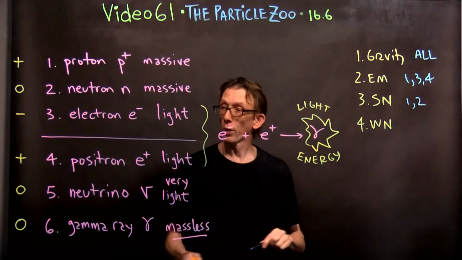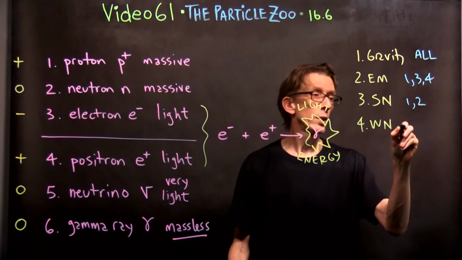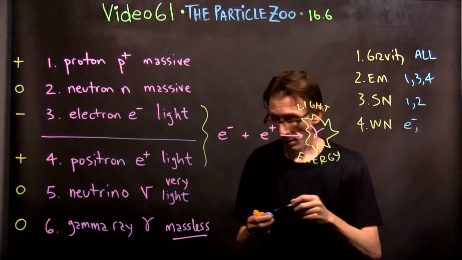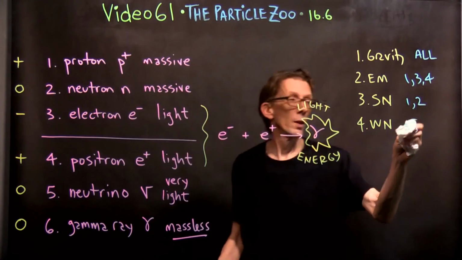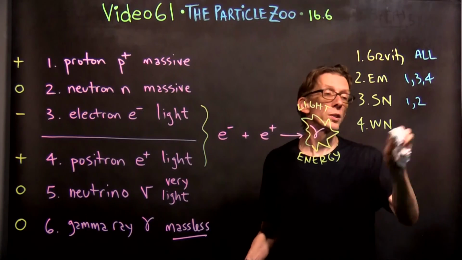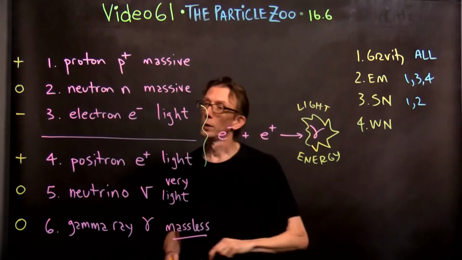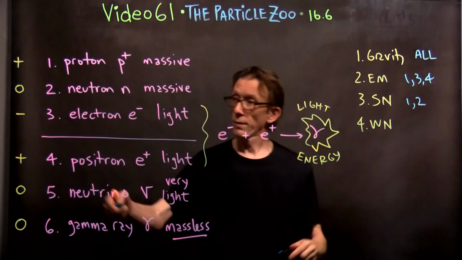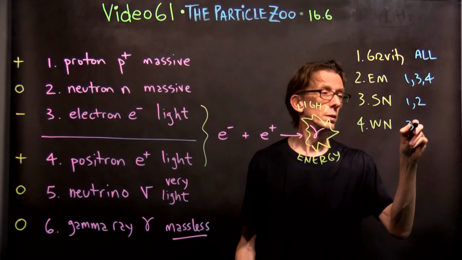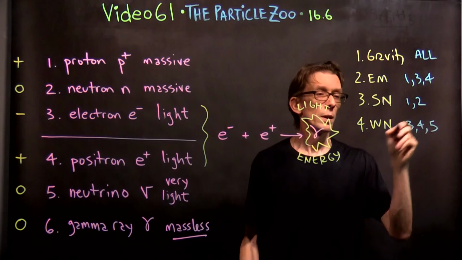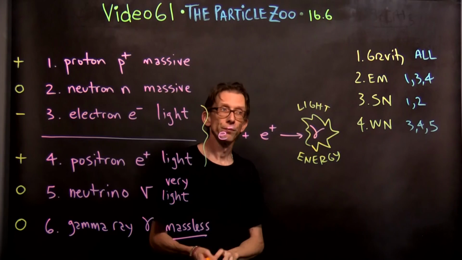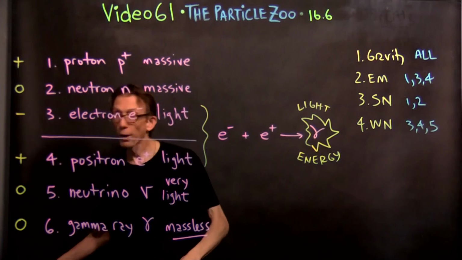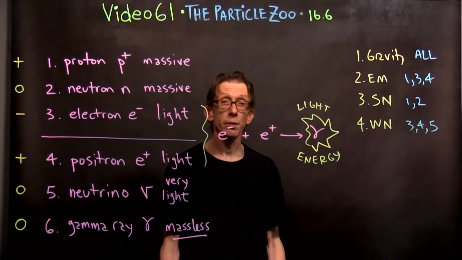The weak nuclear force is experienced by the electrons. I'm sorry, I'm not going to put numbers here. By electrons, positrons, and neutrinos. Electrons, positrons, 3, 4, 5 experience the weak nuclear force. So different particles experience different forces.